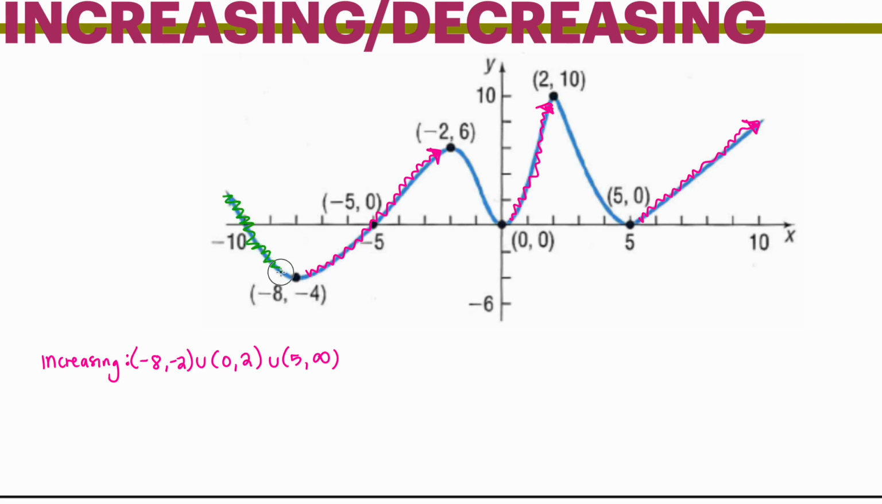Decreasing is all the way to this point, in between these points, and in between these points. So decreasing is from -infinity, because it went forever to the left as we were heading towards the right, to -8, remember, x value. And then from -2 to 0, and then from 2 to 5 are all decreasing intervals.